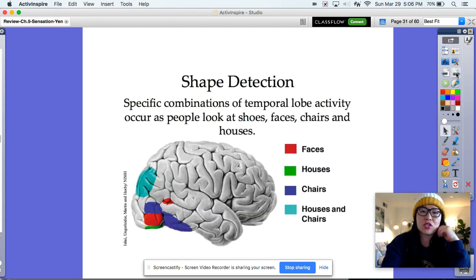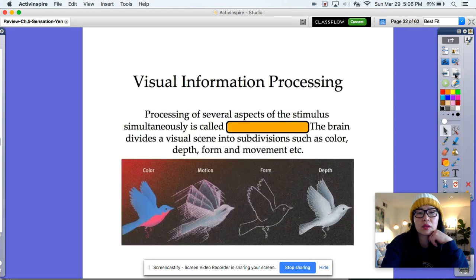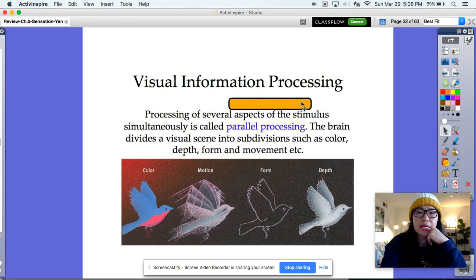Okay, then shape detection. So different parts of our brain allow us to figure out different shapes for faces, houses, chairs, yada, yada. Okay, this is the one where our eyes are super cool, and same thing with our brains. We're able to see everything all in one swoop, and that's called parallel processing. So at the same time, we can determine color, motion, form, and depth of objects, animals, things around the world.